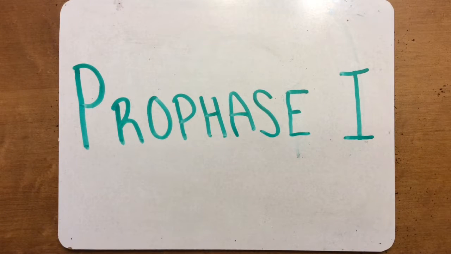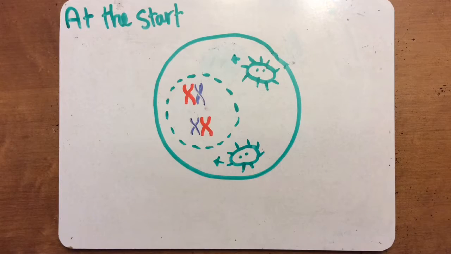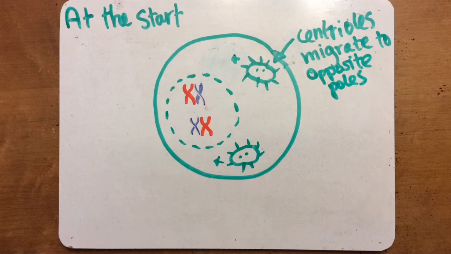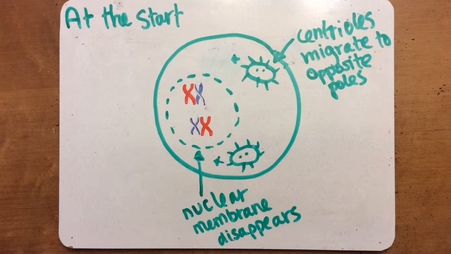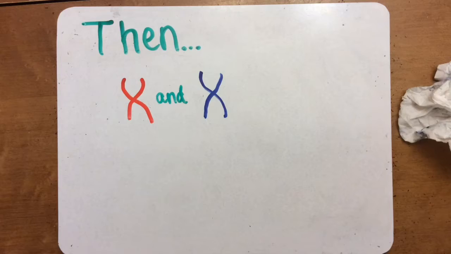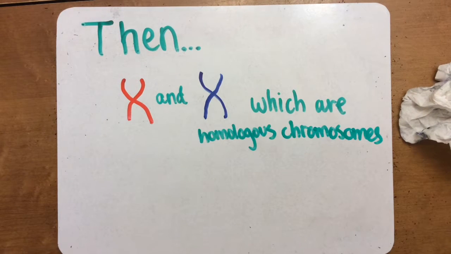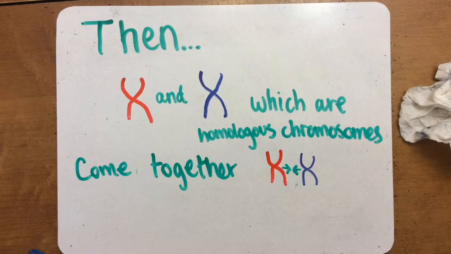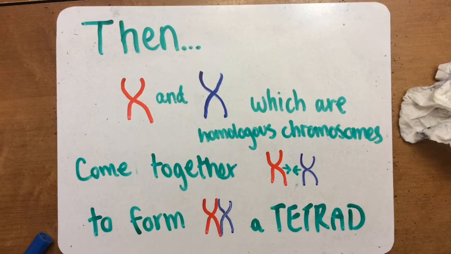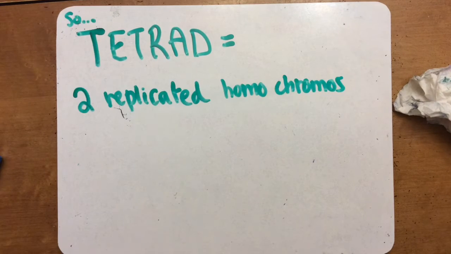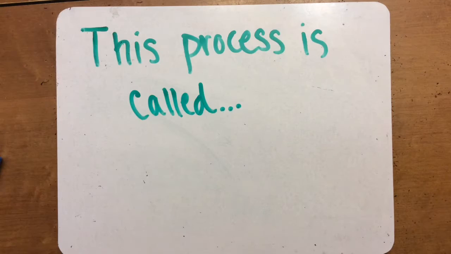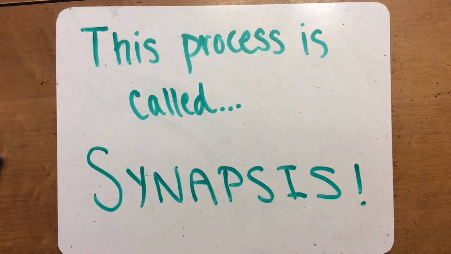The first phase of meiosis 1 is prophase 1. At the start of prophase 1, this is what the cell looks like. The centrioles are migrating to the opposite poles of the cell, and the nuclear membrane is starting to disappear. At this point, some changes in the chromosomes start to occur. These two chromosomes, which are homologous chromosomes, come together to form a tetrad. A tetrad is two replicated homologous chromosomes, or four chromatids. This process is called synapsis.